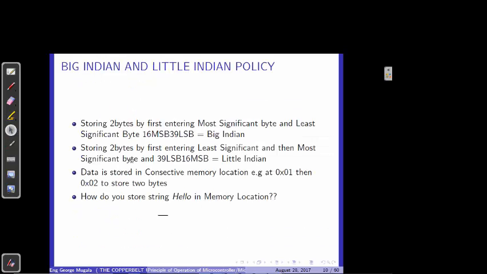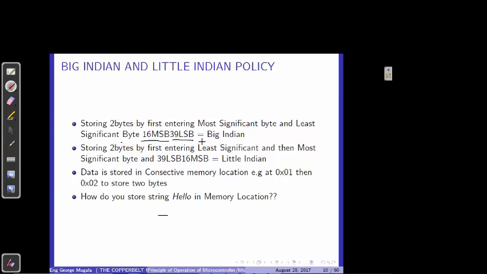Now, storing the 2 bytes by first entering the most significant byte. In this case, we said that the most significant byte is the number that is to the left, and the number that is to the right is the least significant byte. So the most significant byte in this case is 16, and the least significant byte is 39.